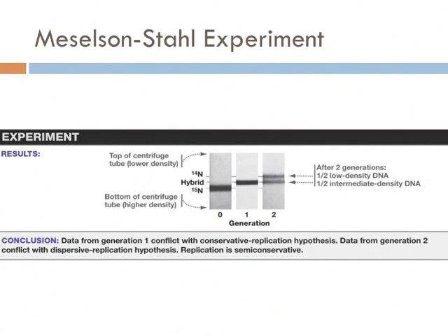However, this result was consistent with both semi-conservative and dispersive replication. Semi-conservative replication would result in a double-stranded DNA with one strand of nitrogen-15 DNA and one strand of nitrogen-14 DNA, while dispersive replication would result in a double-stranded DNA with both strands having a mixture of nitrogen-15 and nitrogen-14, either of which would have appeared as DNA of an intermediate density.